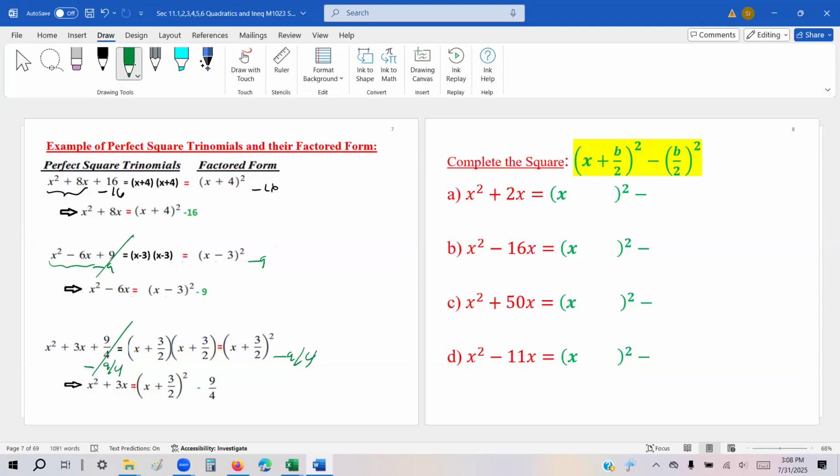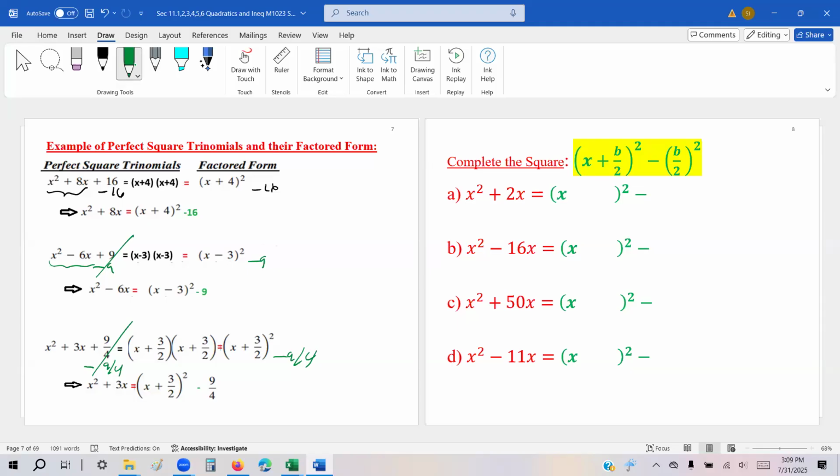How about this one? You have -3 and -6. How can you rewrite -3 and -6? -3 is half of -6. And what is 9? That's -3 squared, right? So half of -6 squared. And how about this one? If you take half of 3, you get 3/2 here, and this is half of 3 squared.